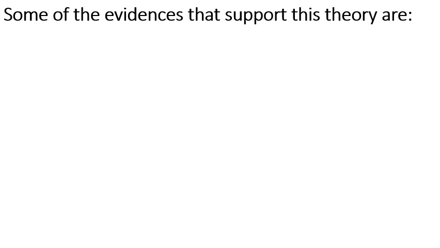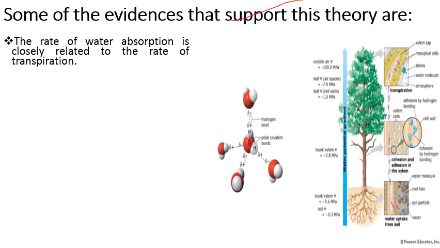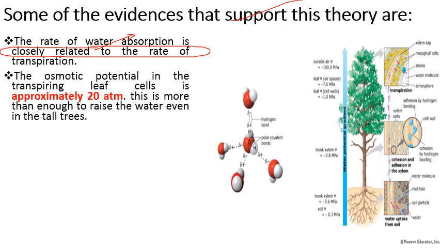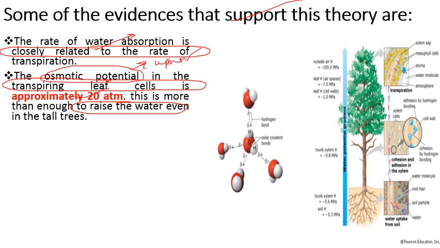Then there are some evidences that support this theory, which are, firstly, the rate of water absorption is closely related to the rate of transpiration, and this is due to this transpiration pull. Next, osmotic potential in the transpiring leaf is approximately 20 atmosphere, and this is more than enough to raise the water even in the tall trees. So wahan pe jo osmotic potential hai woh bahut zyada hota hai jo ki upward direction mein pani ke movement ko favor karta hai. That is approximately 20 atmosphere, and this is responsible for this upward movement of water.